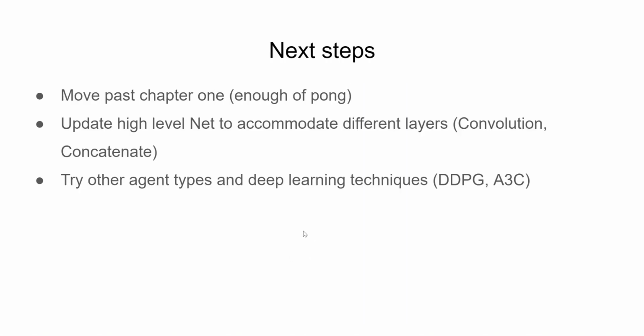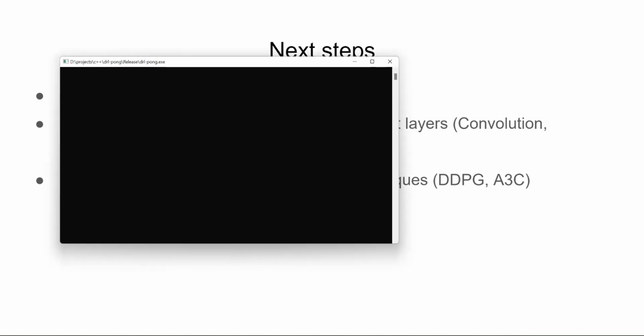And now just the final considerations for the next steps: move past chapter 1, enough of just the Pong game, and update the high-level neural network to accommodate different layers of convolution and concatenate, because to implement other types of deep reinforcement learning like DDPG and actor-critic methods, we need to have those layers. Okay, so back to our game.